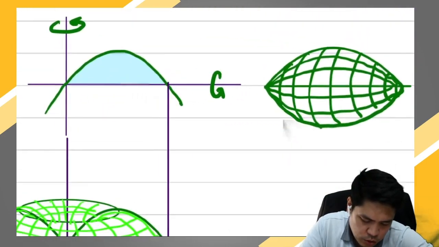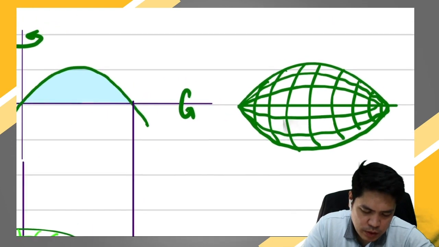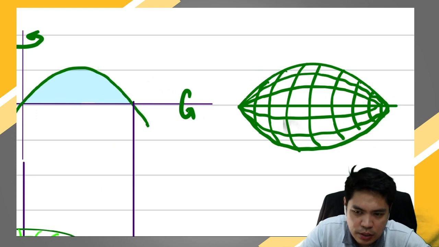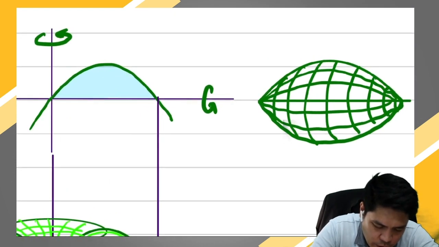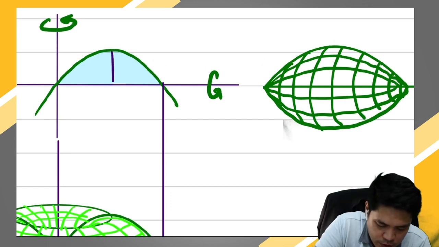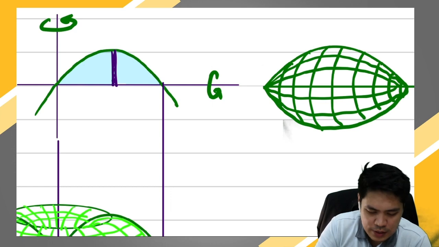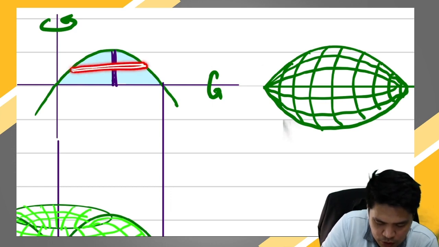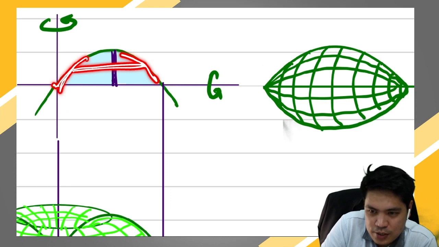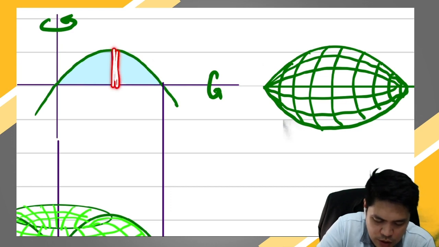And this volume could also be computed if we apply integration, using either disk or cylindrical shell. For example, if we consider a vertical strip, I think the most convenient strip to use is the vertical one. It would be hard if we consider a horizontal strip because, based on what we discussed earlier, it would be function minus function, and we only have one function. So it would be more convenient if we consider a vertical strip.